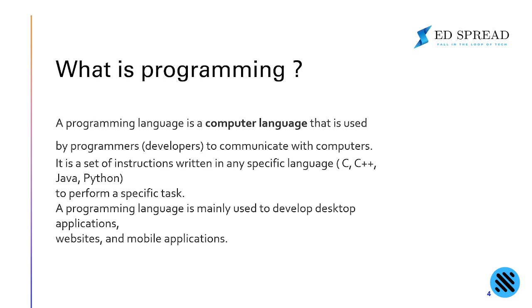A programming language is a computer language that is used by developers to communicate with the computers, right? So programming is nothing but a set of instructions written in any language. There are many programming languages such as C++, Python, Java, etc., right? A programming language can be used to develop any kind of applications such as web applications, Android applications, websites, etc., right?